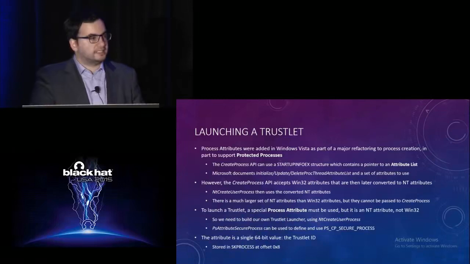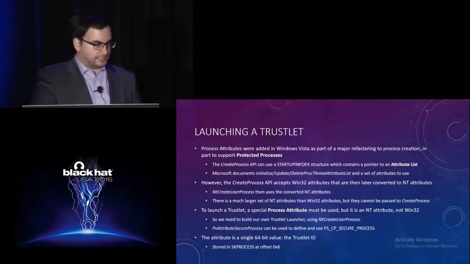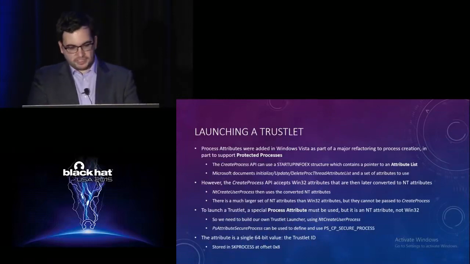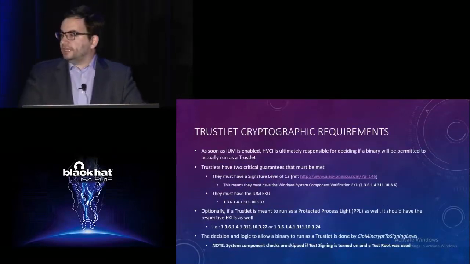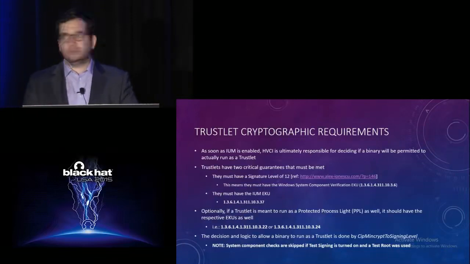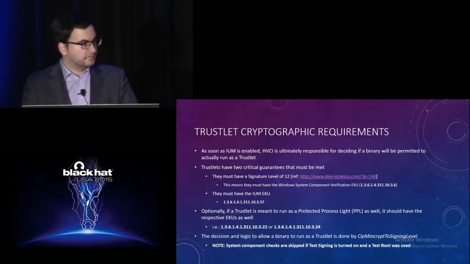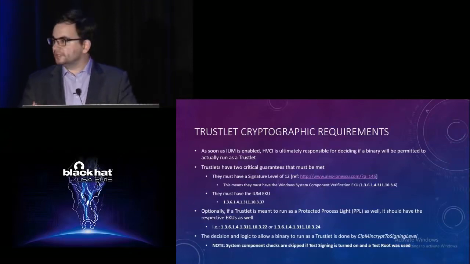SKM recognizes that only some things should be trustlets. You need to pass an ID. What trustlet are you trying to execute? When the trustlet executes, we're then going to check, is this binary actually allowed to launch as a trustlet? Because you don't want random stuff to launch as trustlets. So there are some strong signing guarantees here that make sure this has what's called a signature level of 12. You can read my blog if you want to know more about signature levels, but they're basically cryptographic levels associated with EKUs, enhanced key usages, that a cert can have.